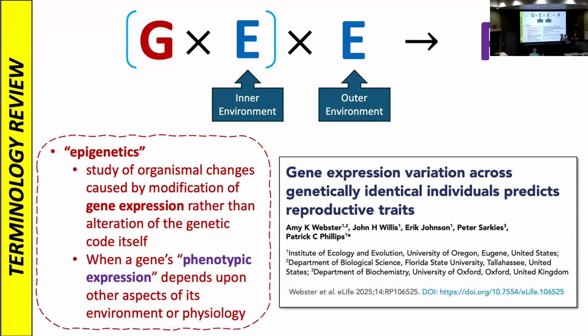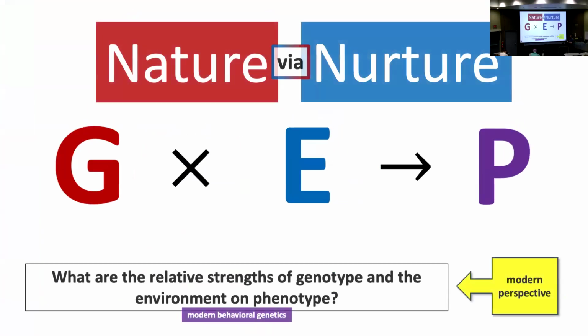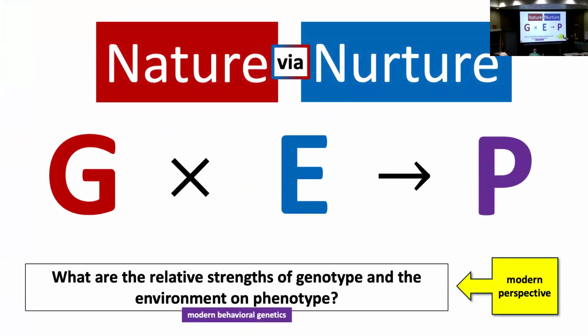Other questions? Okay, so G by E to P. That's our mantra, G by E to P, or just G by E. So that's what we'd say now. Nature via nurture. Our modern perspective is not, is it G or is it E? Our modern perspective is how much G relative to E.